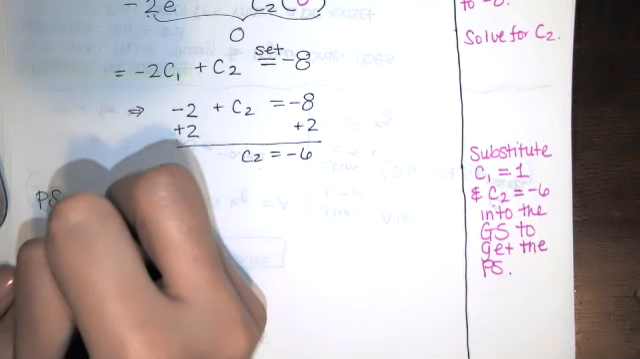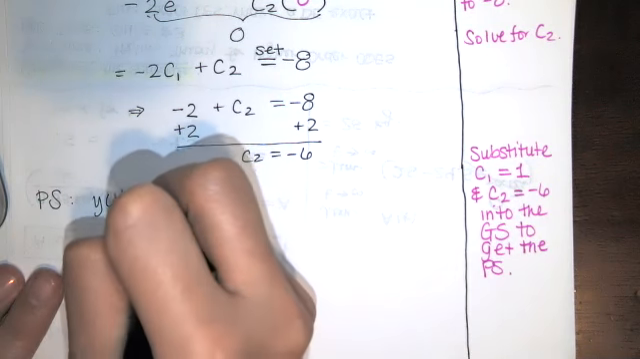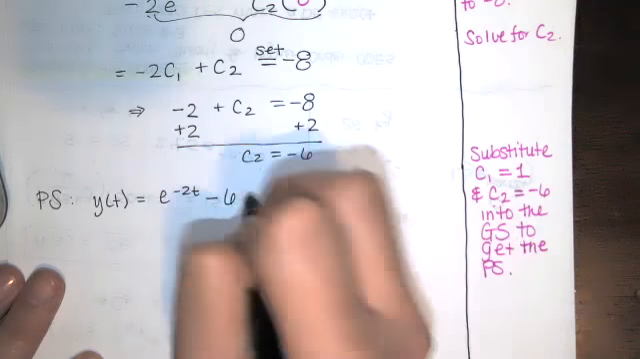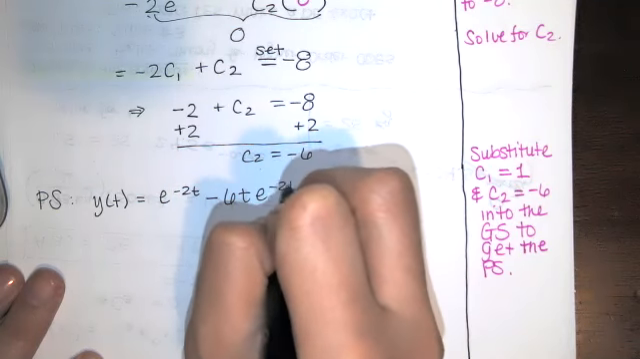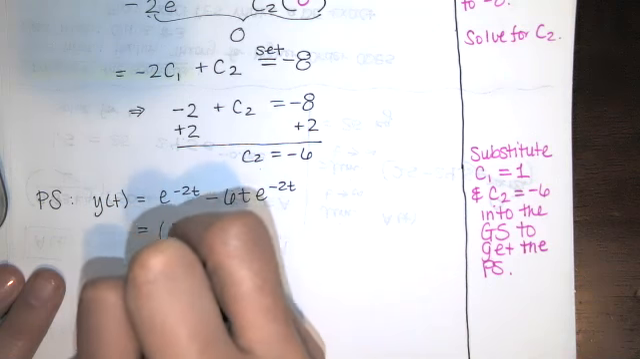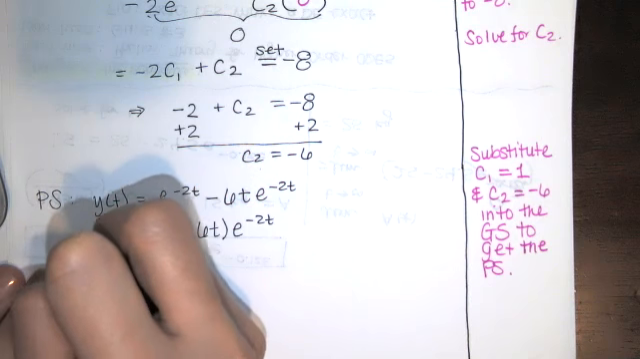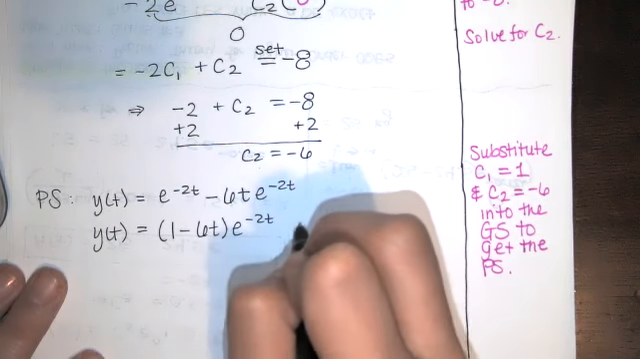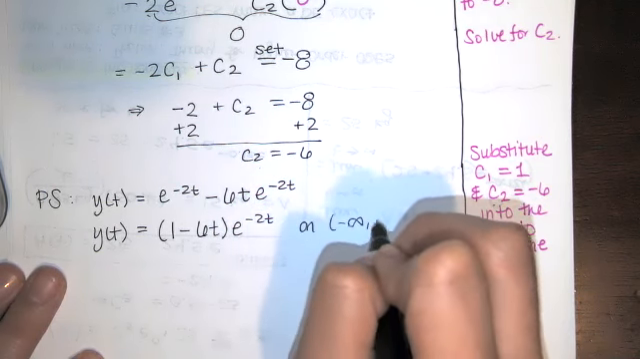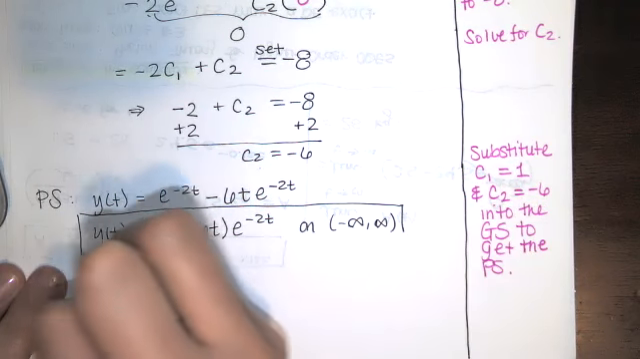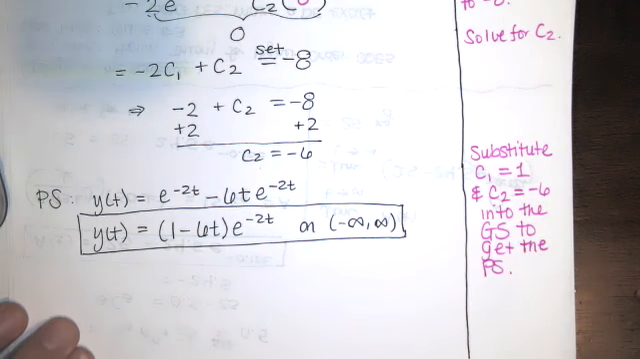So y of t was equal to c1, which was 1, times e to the -2t, plus c2, which was negative 6, times t times e to the negative 2t. And if you want, you can factor out that exponential. And you've got that as your particular solution on the interval from negative infinity to infinity. That's a function that satisfies the differential equation and both initial conditions.